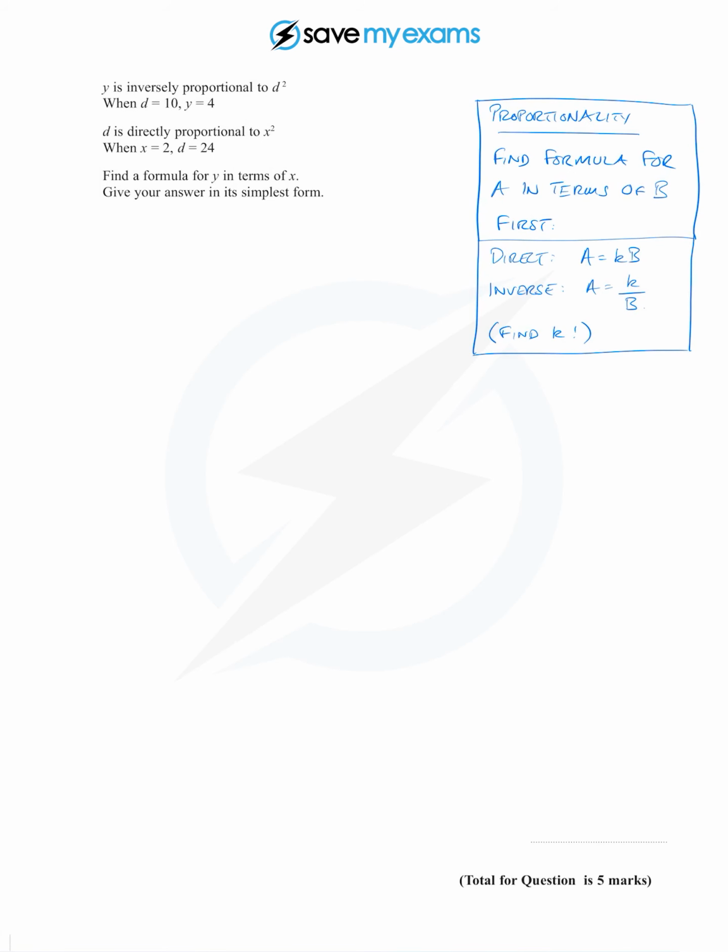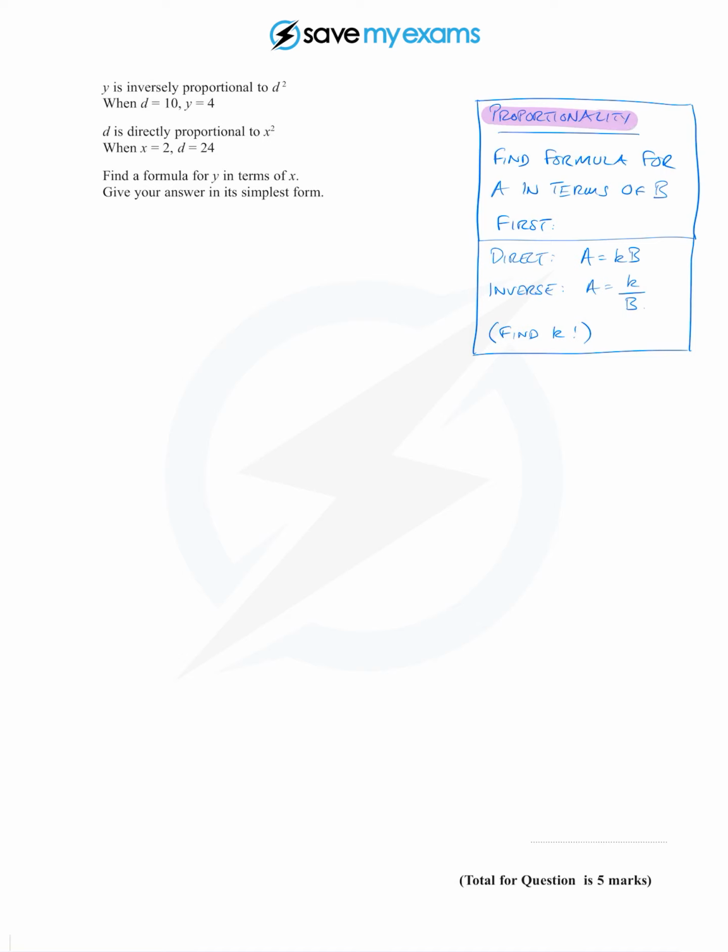Right, so we're told that y is inversely proportional to d squared, and we're given values of d and y. And then we're also told that d is directly proportional to x squared, and we're given values of x and d. So we've got twice as much to do as perhaps is normal, and we're asked to find a formula for y in terms of x. Well, that all sounds a little confusing, but let's break it down.